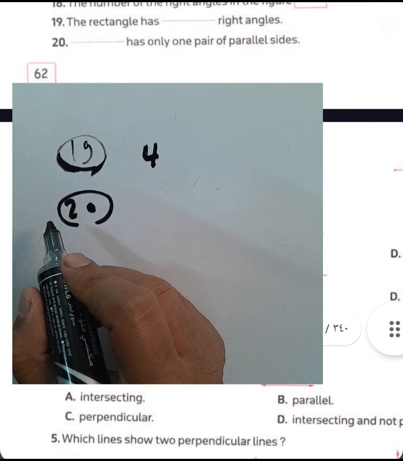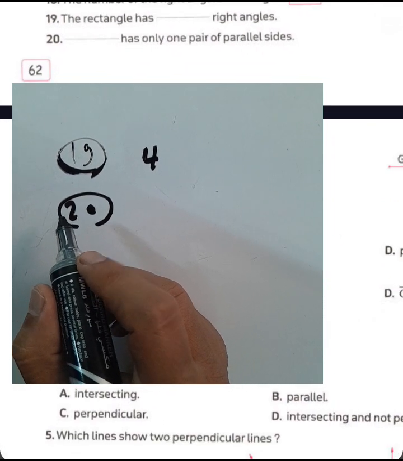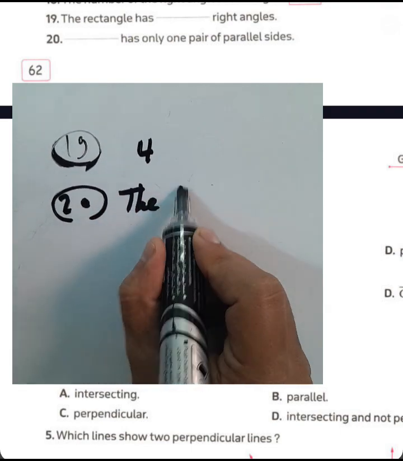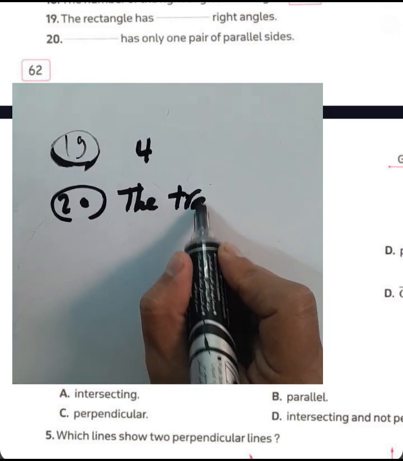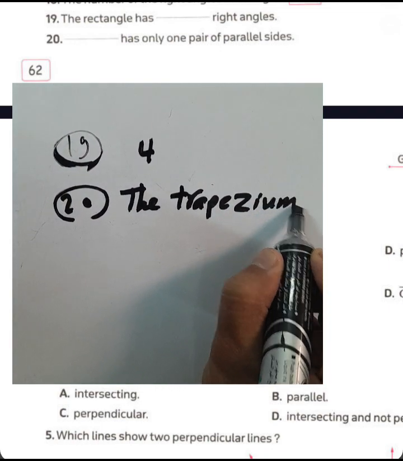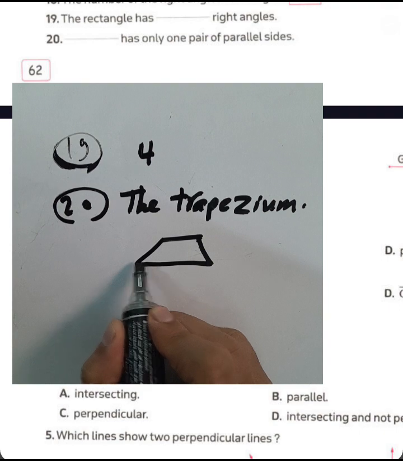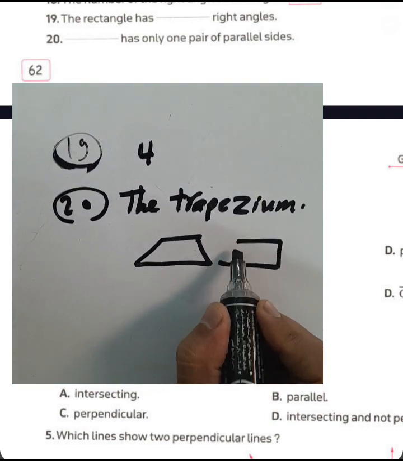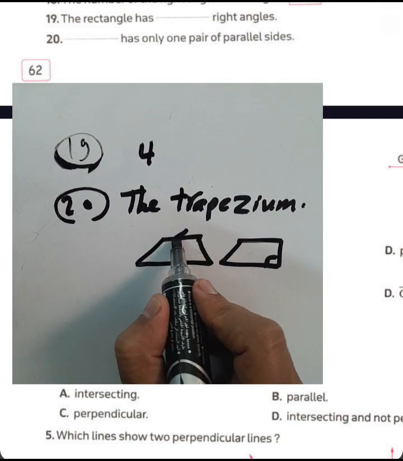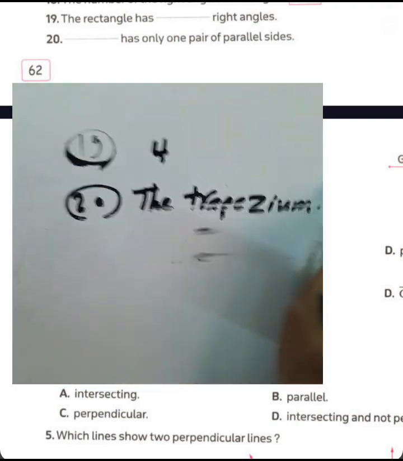The shape that has only one pair of parallel sides, we call it the trapezium. The trapezium has only one pair of parallel sides.